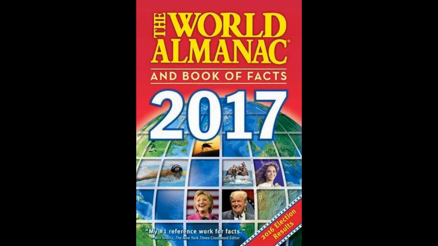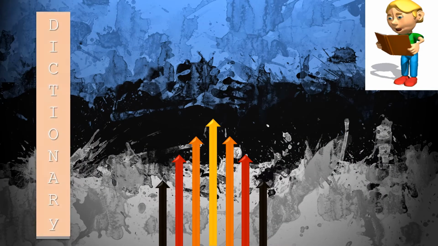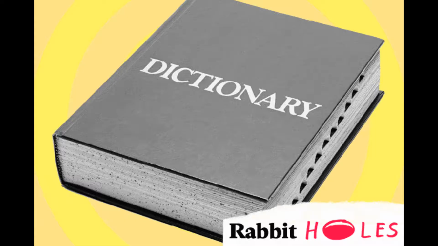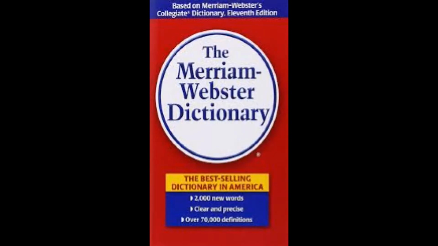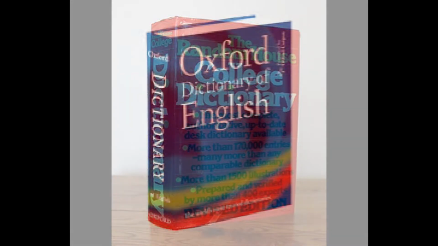Next example of book is Dictionary. It is a reference material used to find the word's definition, etymology, pronunciation, forms, and its syntactical and idiomatic uses. A dictionary is a listing of words in one or more specific languages, alphabetically, which may include information on definitions, usage, etymologies, pronunciations, translation. Merriam-Webster, Random House, and Oxford Dictionary are some famous examples of dictionaries.